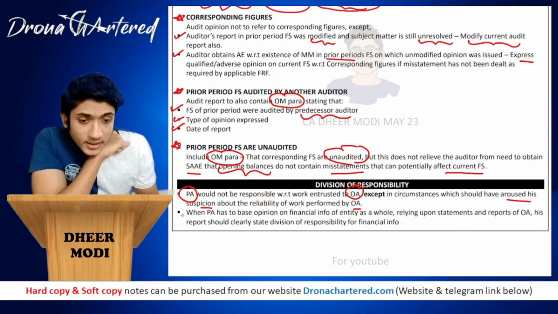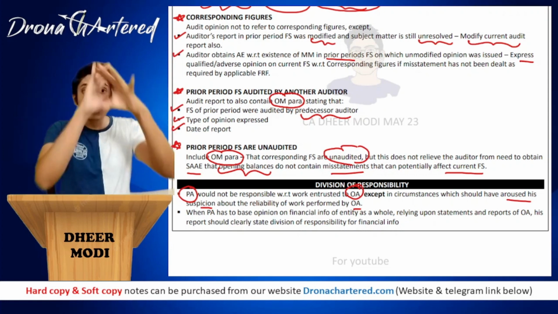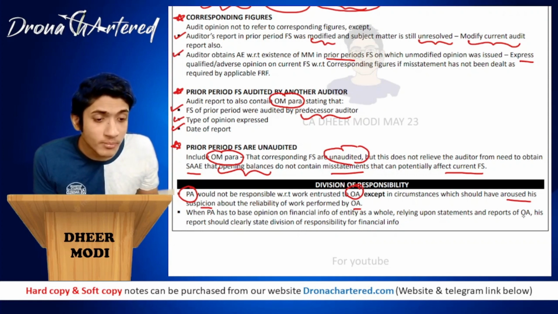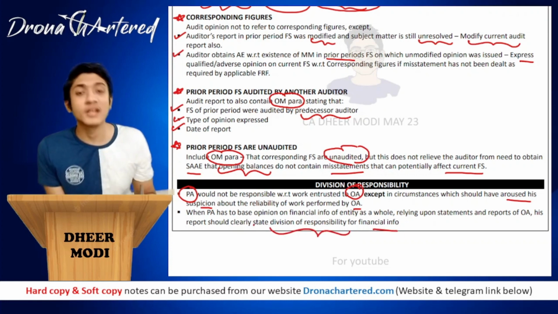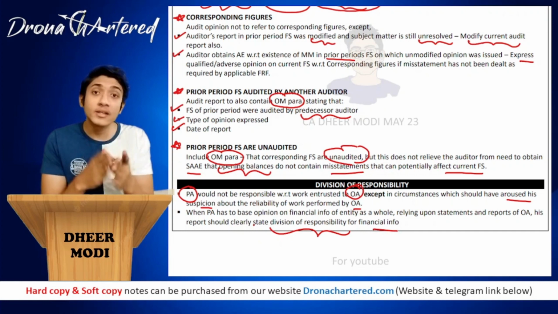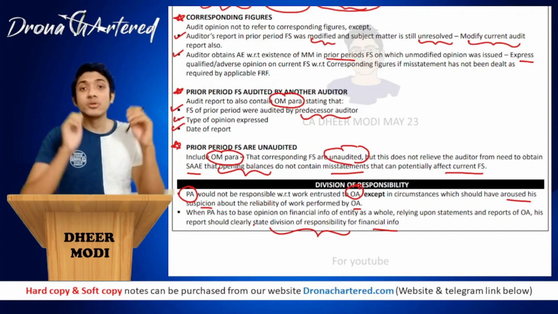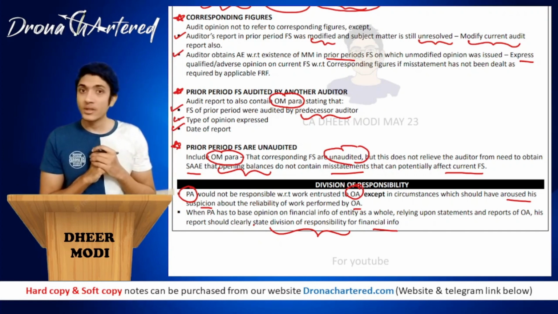Okay, and next is when the principal auditor has to base his opinion on financial information of an entity as a whole. When the principal auditor has to give an opinion on the whole entity, relying upon statements and reports of another auditor, his report should clearly state the division of responsibility for the financial information. Even though I'm providing the opinion on the whole financial statements, our work was actually divided between me and another auditor. This has to be clearly put in the report.